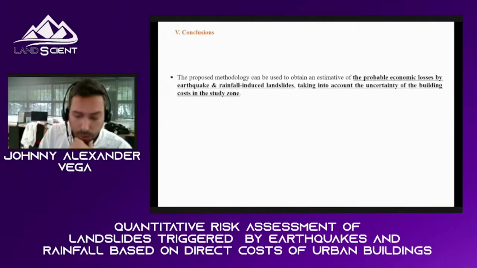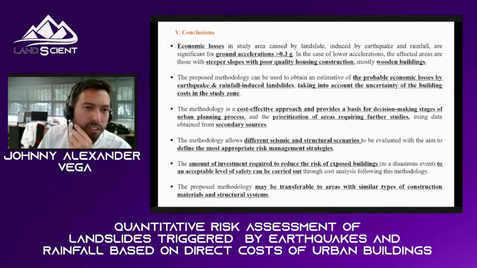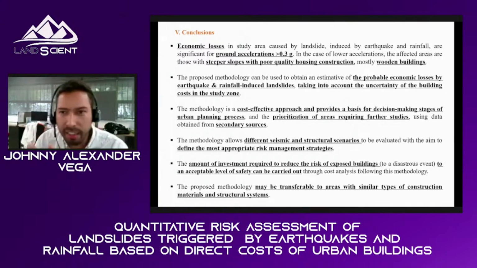And what about the conclusions? The economic losses in the study area caused by landslides induced by earthquake and rainfall are significant for ground acceleration higher than 0.3 g. In the case of lower acceleration, the affected areas are those with steeper slopes with poor quality housing construction, mostly wooden buildings.